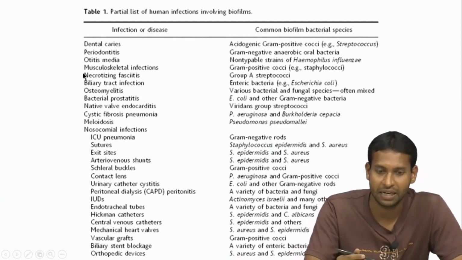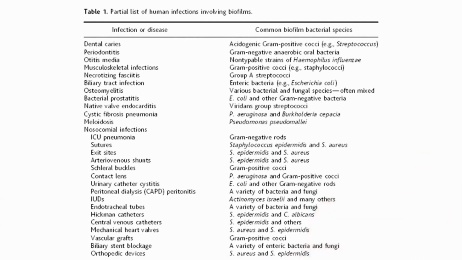Okay, so going back here, here is a partial list of human infections that involve biofilms. The previous case was just talking about infections. Now we are talking about infections that involve biofilms, and there is quite a long list here. Some of the bacteria that are quite often seen are Streptococcus, Haemophilus, and E. coli, and some fungal species also come in.